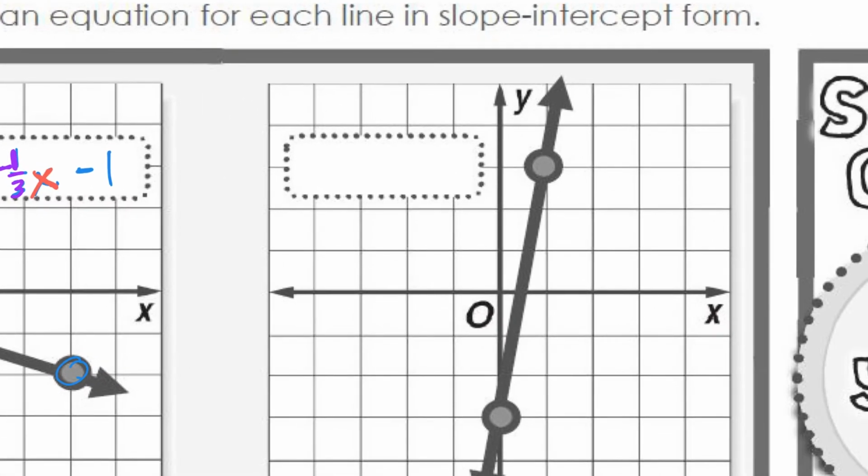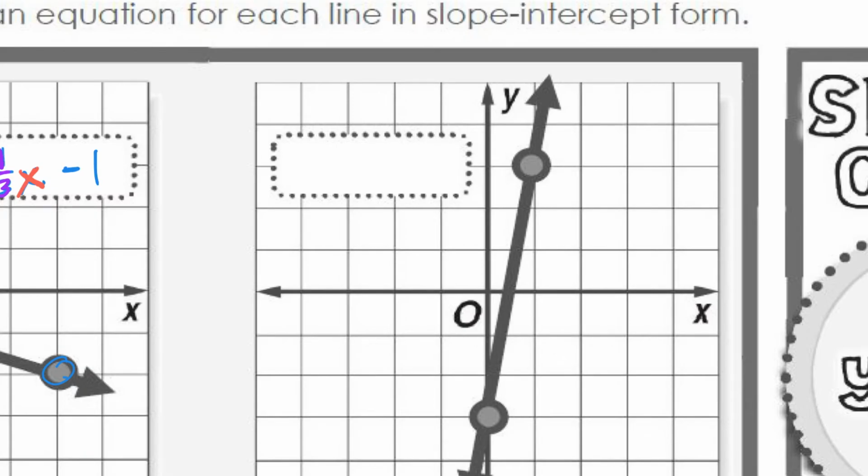On this example, we're going to start by finding our y-intercept, which is right here, and it's at negative 3. Then we're going to use the next point to figure out our slope. So we're going to go up 1, 2, 3, 4, 5, 6 over 1. So our slope is 6 over 1 x, and the equation is y equals 6 over 1x minus 3.